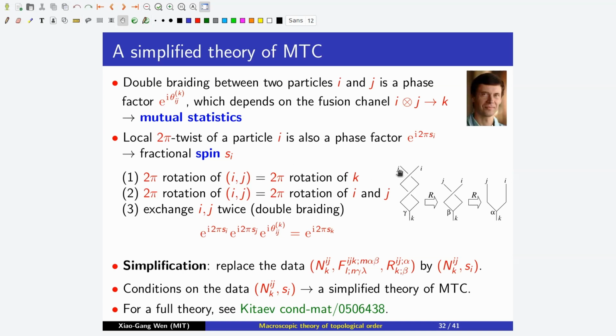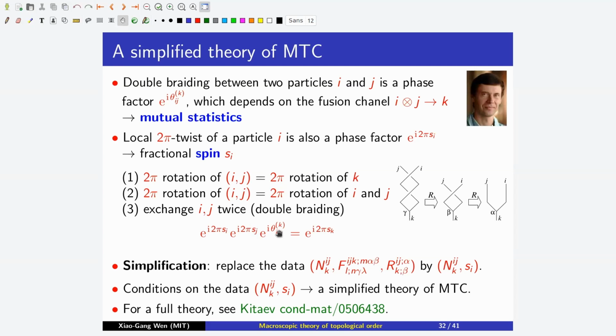To see the relation, let's consider the fusion. We have a fusion of i and j into k. We want to measure the statistics of a k particle by measuring the spin. We do a 360 rotation of this k particle, just a 2 pi rotation, and we get 2 pi s_k, where s_k is the spin of k. The spin of k can be obtained as follows. When you do the 2 pi rotation of i and j, you see that i and j themselves rotate by 2 pi, so we have a contribution s_i and s_j from the spin. But then i also goes around j once, so you can see this mutual statistics angle. This combination gives us the rotation on the single fusion product k, since k is a fusion product of i and j.